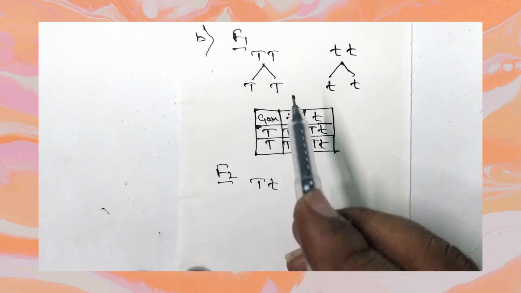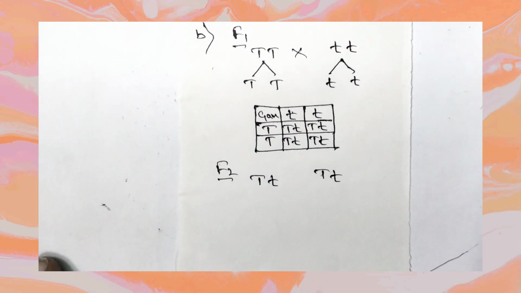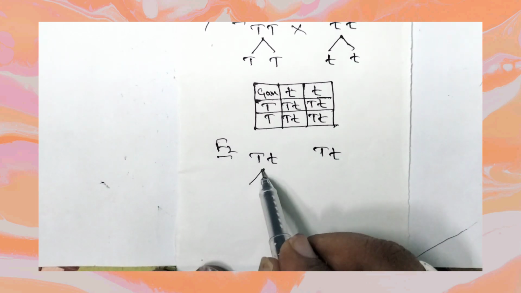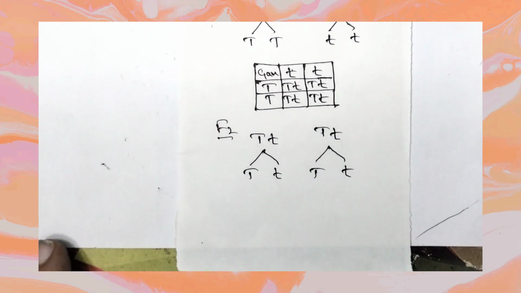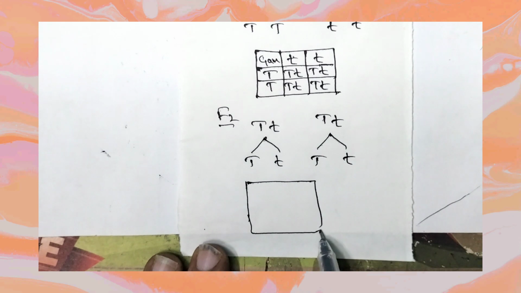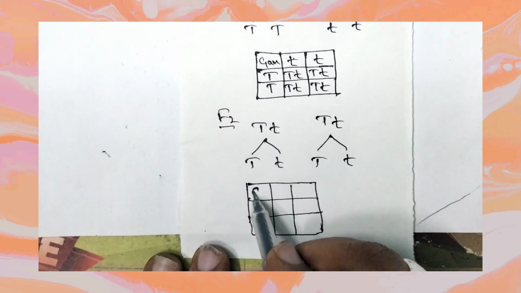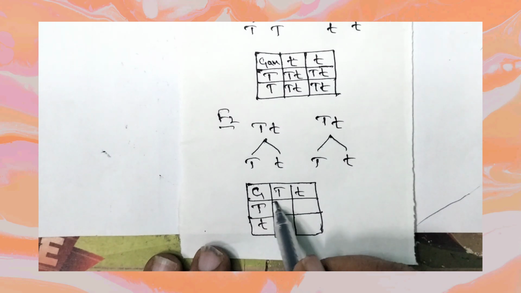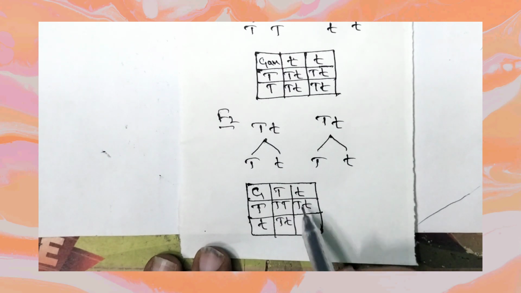Capital T small t, here cross pollination, here self pollination. So let us go for self pollination. Because having the same genotype, gamete formation capital T small t, gamete formation capital T small t. So now let us write the checkerboard for this one. So this is gamete. Capital T, small t, capital T, small t, capital T, capital T, capital T, small t, small t, capital T, small t, small t.